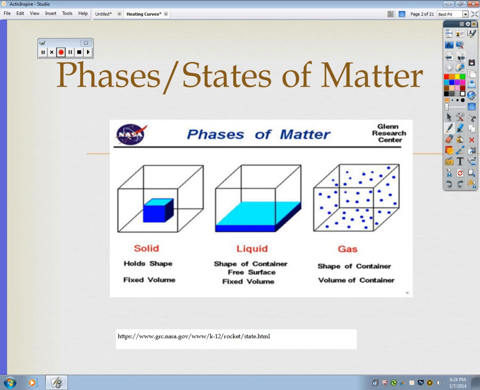So if you look, phases of matter, they're solids, liquids, and gases. A solid holds its shape, it has a fixed volume. Liquids take the shape of their container. If I pour a soda in a container onto the floor, it still has the same volume, but it takes the shape of the floor. And gas has no set volume and no set shape. It takes the shape and the volume of its container. As you can see, solids are organized, liquids are a little more spread out, and gases are crazy.